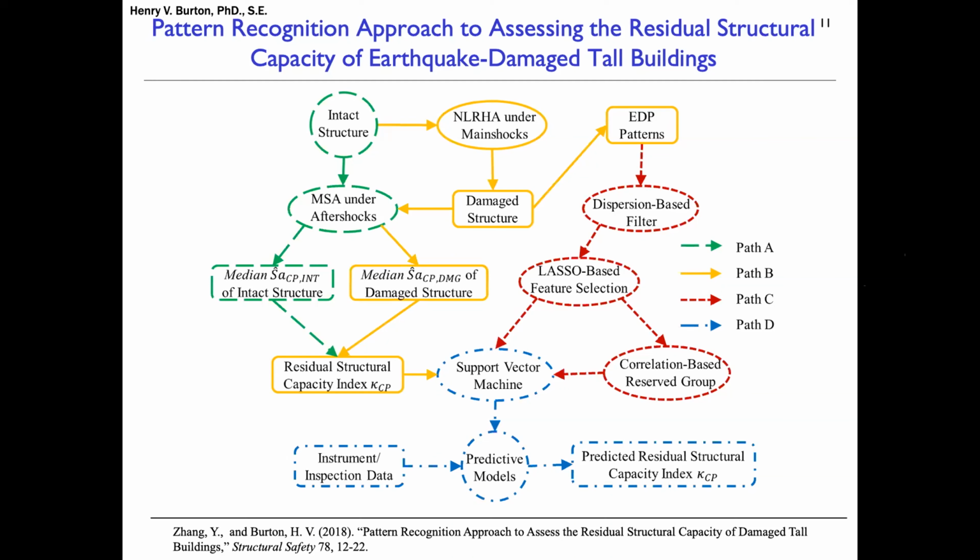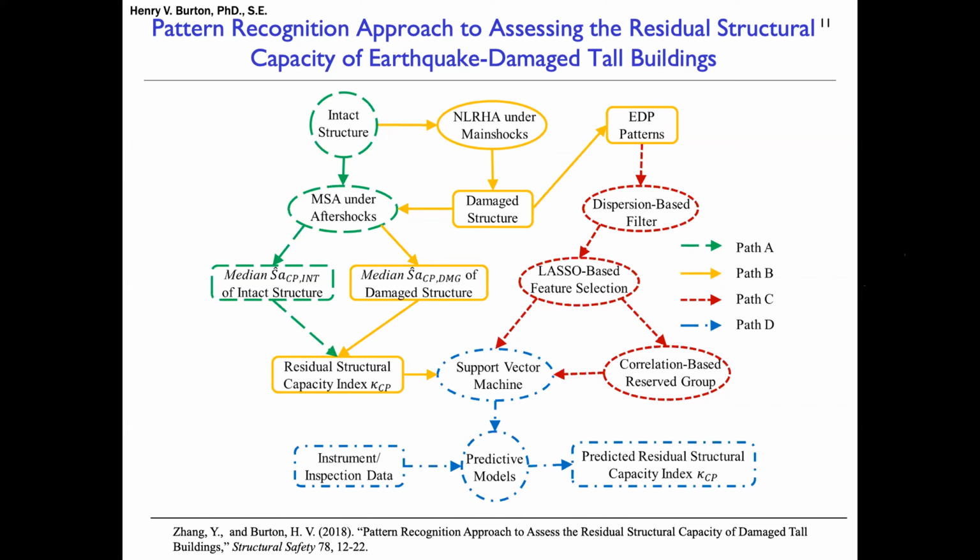So again, the green part is where we assess the performance of the intact structure. I should mention in this case, we set this one up as a regression problem, meaning instead of trying to classify the safety state of the building, we're just trying to quantify how much the intact capacity is reduced, right?